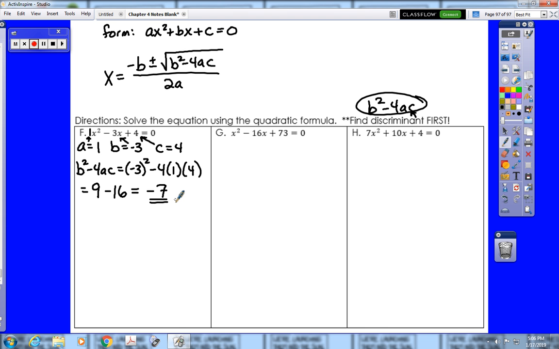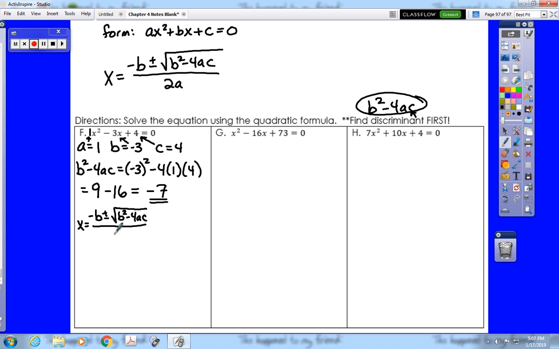Well, now we have the discriminant. So we are now going to plug into the entire quadratic equation: negative b plus or minus the square root of that discriminant all over 2a. And that process is much simpler than it would have been if we had started that way, because we already know this entire value underneath the square root.